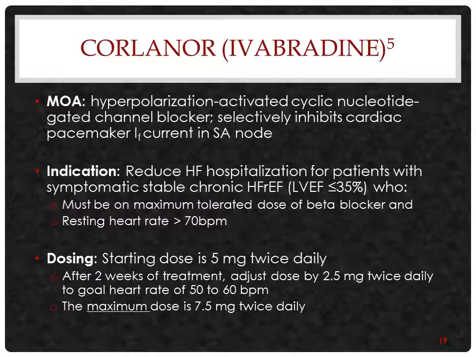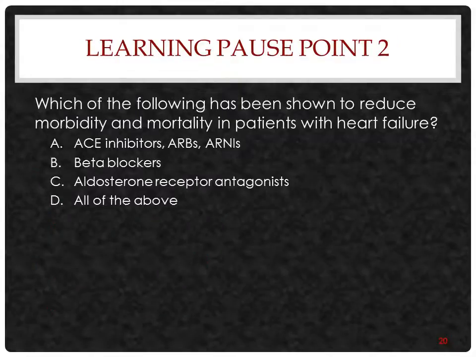The caveat with this medication is that patients must be maximized on their beta blocker, and they must also have a resting heart rate of more than 70 beats per minute. Dosing for this medication starts at 5 milligrams twice daily. After 2 weeks, the medication can be adjusted by 2.5 milligrams twice daily in order to target a goal heart rate of 50 to 60 beats per minute. The maximum dose of ivabradine is 7.5 milligrams twice daily.